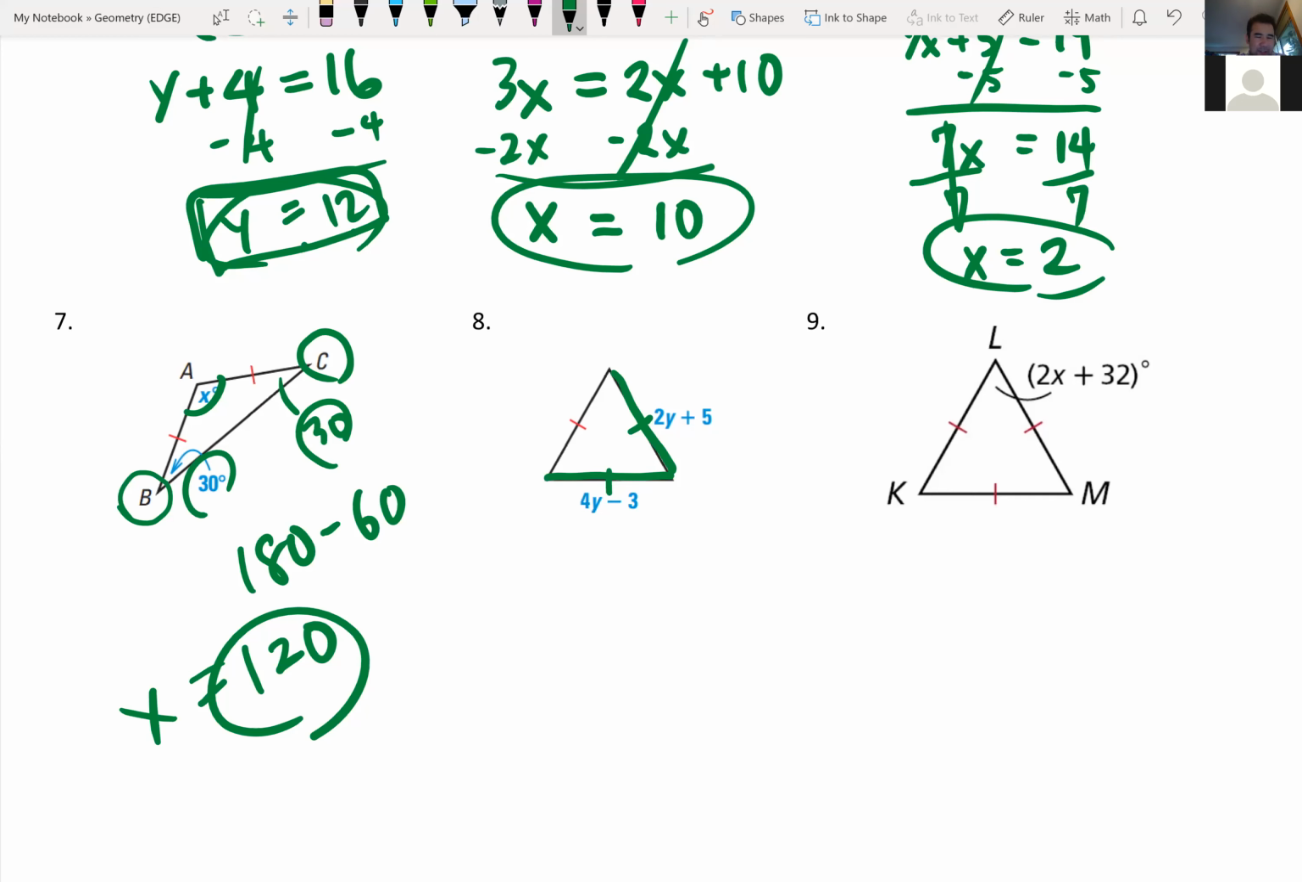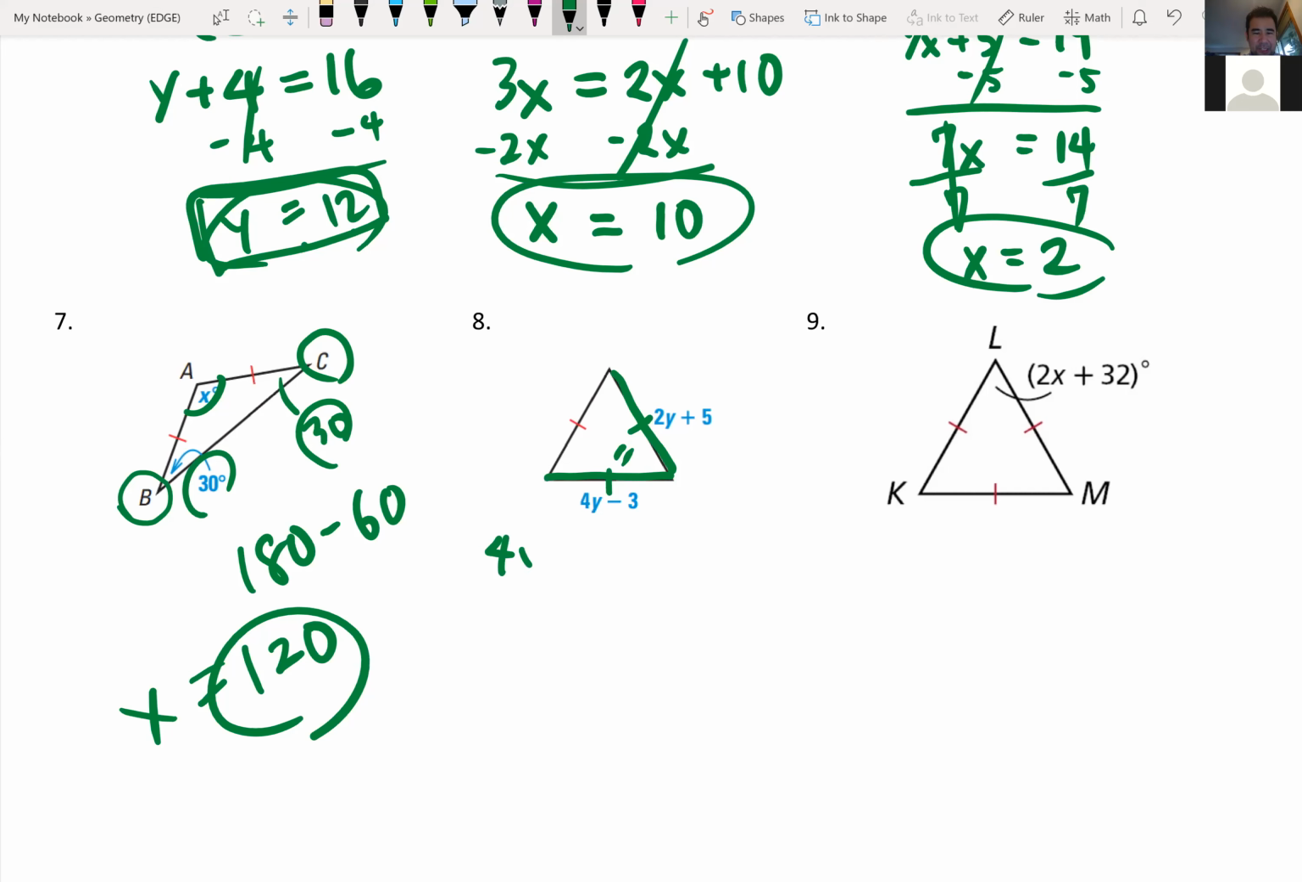And let's see. It will be 4, yes. Very good. Did you get y equals 4 by any chance? Anybody? So let's set up an equation. Very good. Great job. So they are equal to each other.